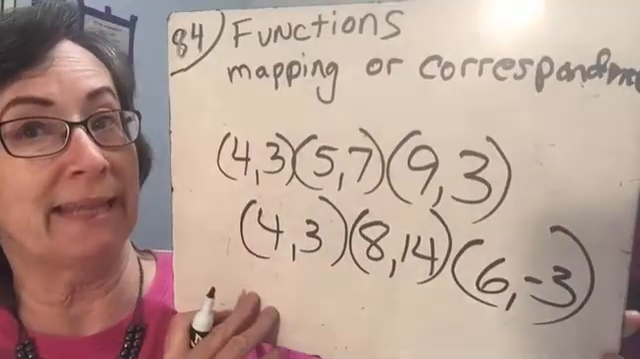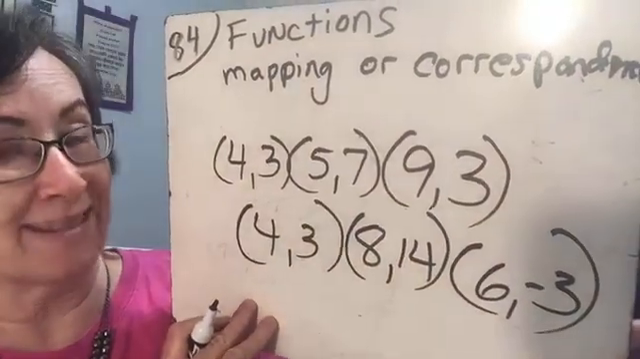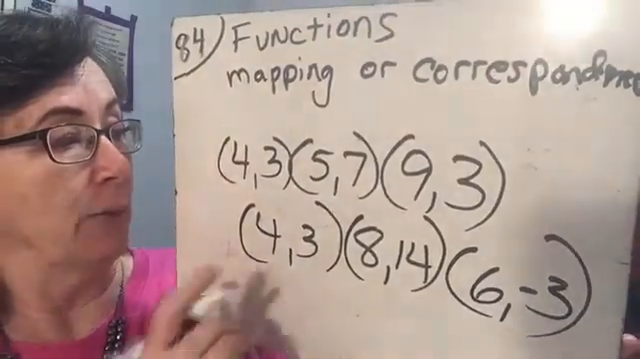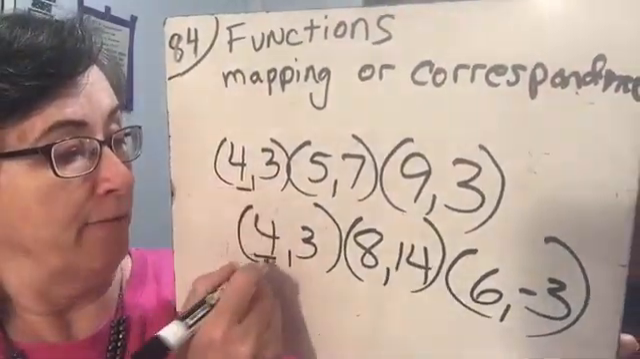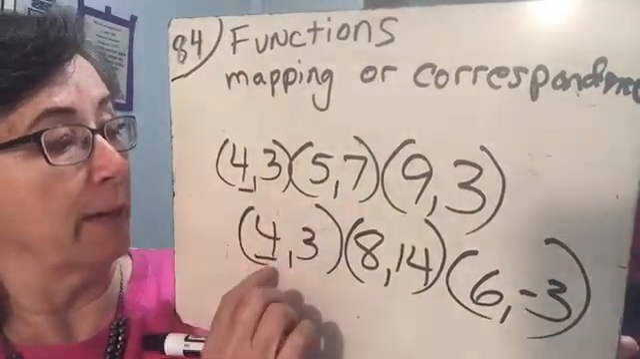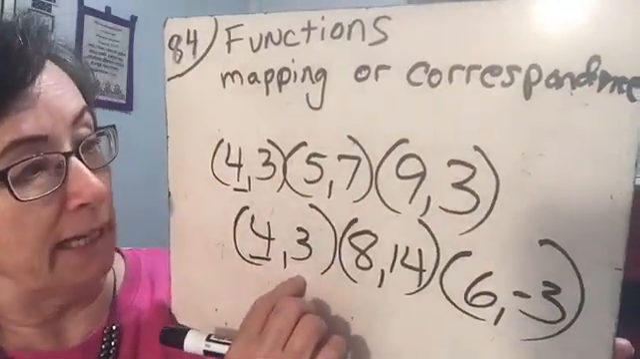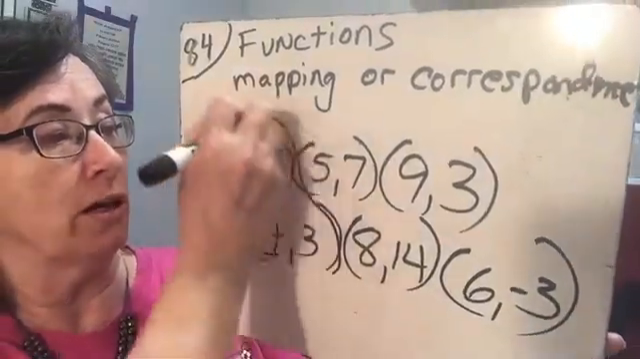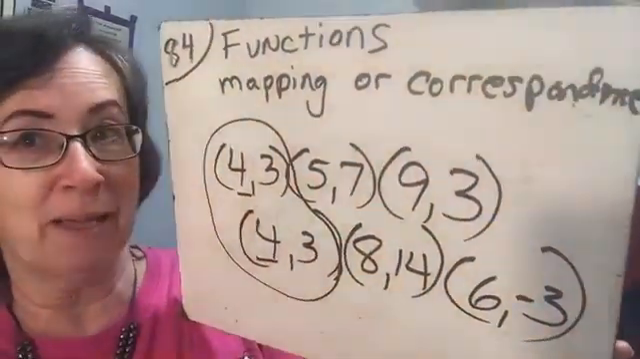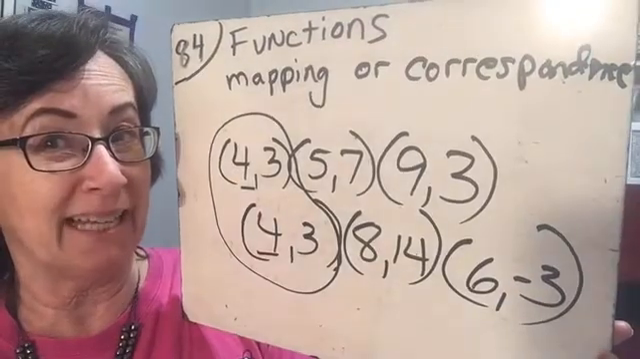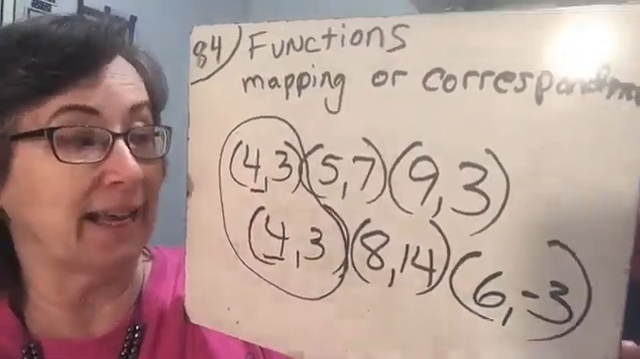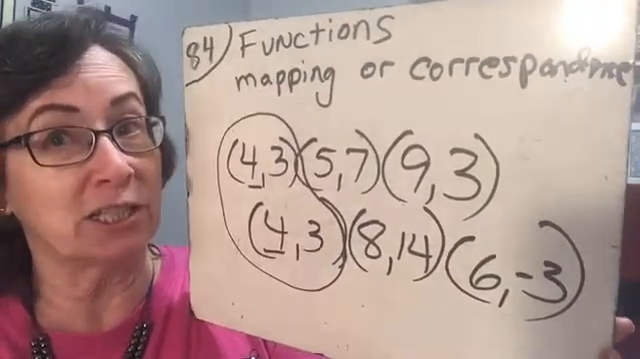Well, what about this set of ordered pairs? Is it a function or just a relation? Okay, so here we have 4 and 4, and 4 goes to 3, and 4 goes to 3, and we have a 5, 9, 8, 6. Since 4 goes to 3 each time, they're just really restating that point again, aren't they? So that is a function. It just has the same point in there twice, which is fine.